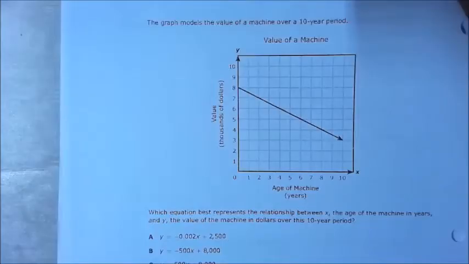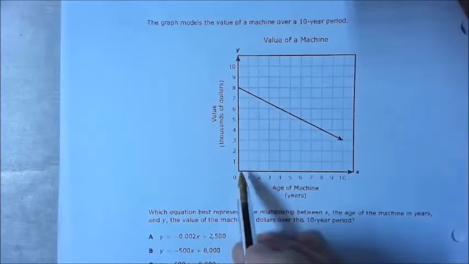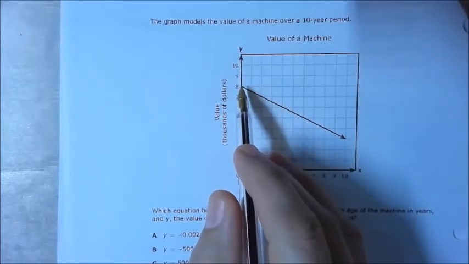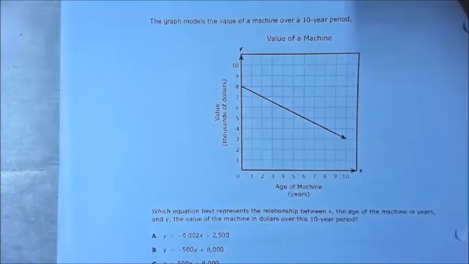Alright, in this problem it says the graph models the value of a machine over a 10-year period. Now, notice that on this graph, it doesn't start at the origin. Do you see that? It doesn't start here. It actually starts here. So it has a y-intercept of 8. Then it says which equation best represents the relationship between x, the age of the machine in years, and y, the value of the machine in dollars over this 10-year period.